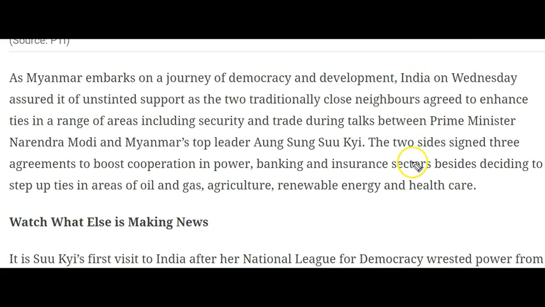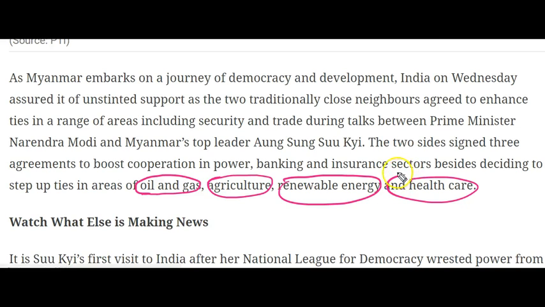As already discussed, India and Myanmar signed 3 important agreements in the areas of power, banking and insurance sector. Apart from the three areas, India and Myanmar also decided to step up the cooperation in the field of oil and gas, agriculture, renewable energy, and healthcare.